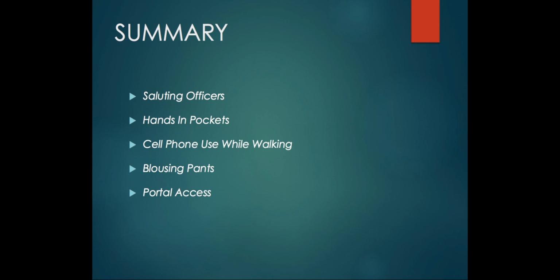Cell phone use while walking. Stop and talk on your cell phone, or go to your car or office and use it. And those are the only places you're allowed to use any electronic device like a Bluetooth headset. Blousing your pants, keep them above the boot line, not down at your ankles like low-top boots. And I gave you the link to the portal.